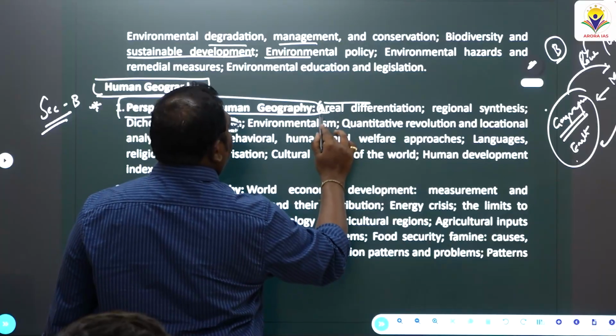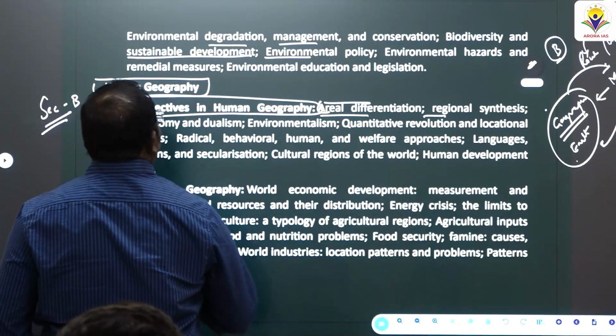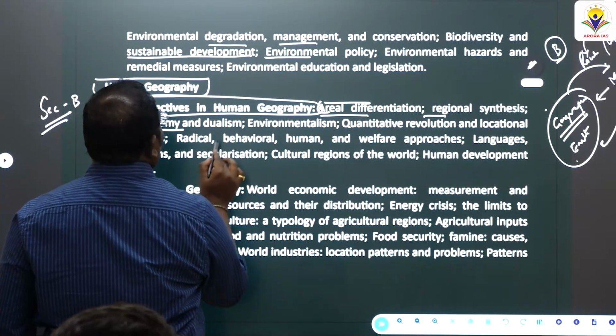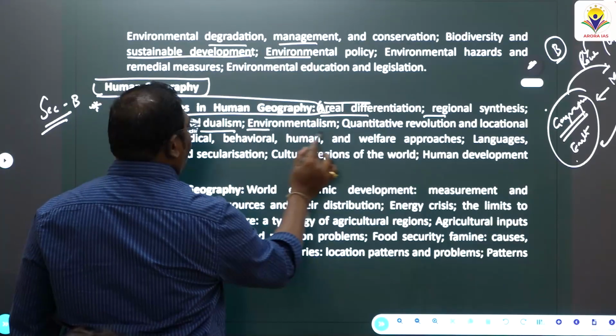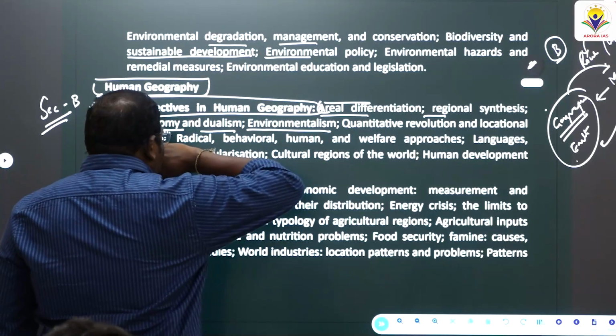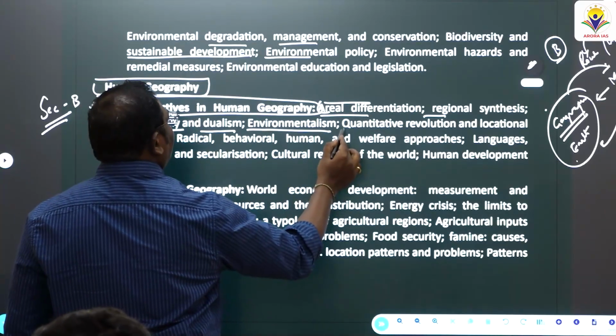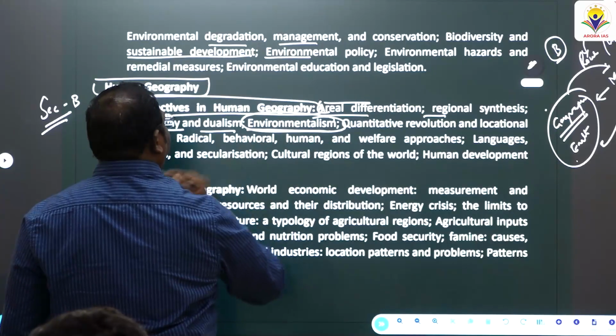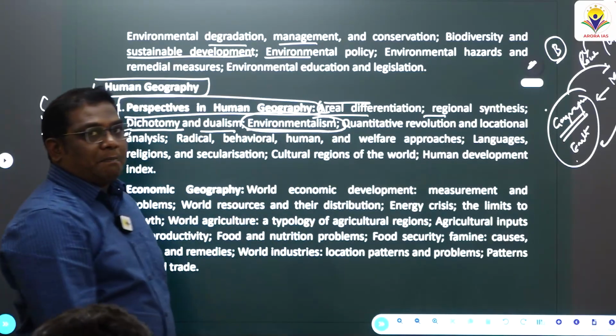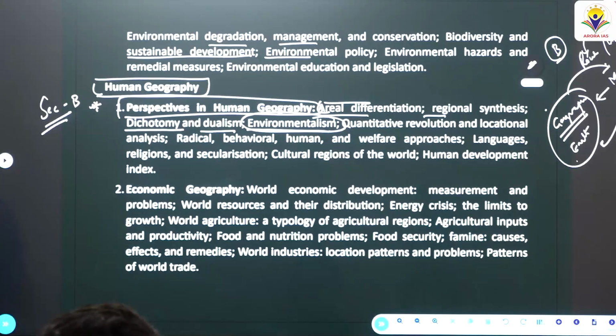Areal differentiation, there are many theories here. Areal differentiation, regional synthesis, dichotomy and dualism, environmentalism. We'll see. Environmentalism: whether man decided the environment or environment decided the behavior of man. So that is what environmentalism is.